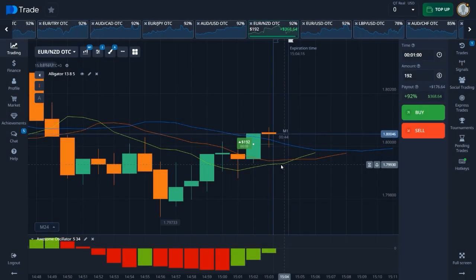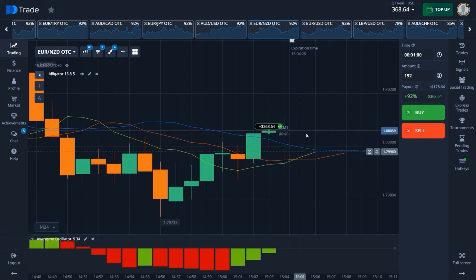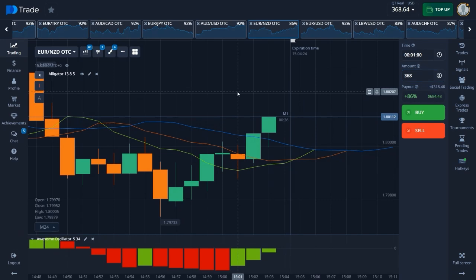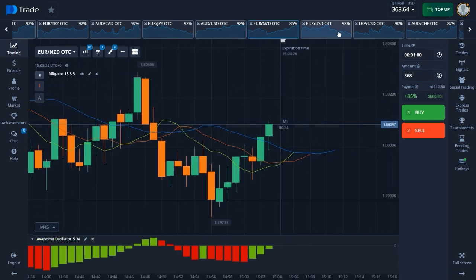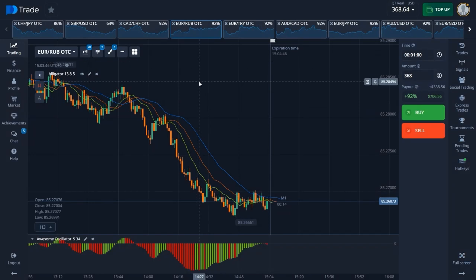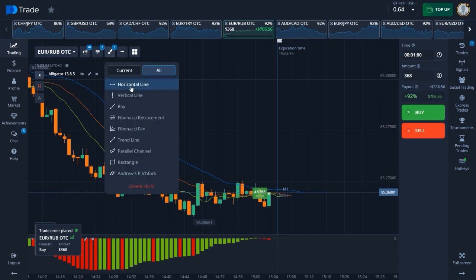Let's look at the price volumes. They are increasing. That is, everything indicates that the trend will continue upward. Therefore, we are waiting for the result. So, friends, our second deal also ended in plus. $368 on the balance. We set this amount and move on to the next currency pair.